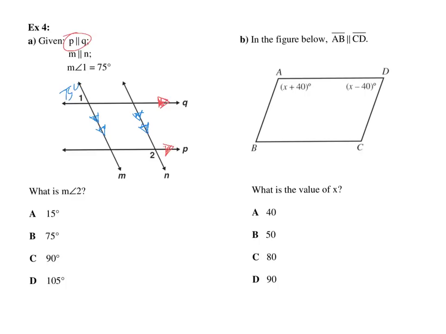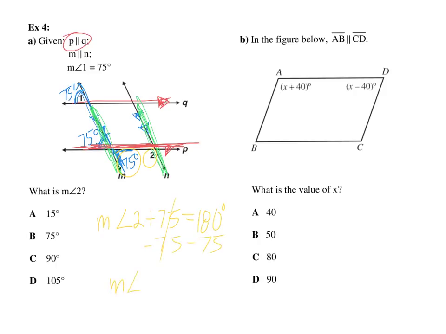All right. So let's see here. I have the Q and P are parallel. And then I have this transversal here. So these two angles here are corresponding. So that's 75 degrees. And these two angles here are vertical, so that's 75 degrees. Alrighty, and then here I have the two parallel lines. I have this transversal here. So what's the relationship between these two angles? They are consecutive interior. So they add up to 180. Alright, subtract 75. And I get measure angle 2 equals 105 degrees. So the answer is D.